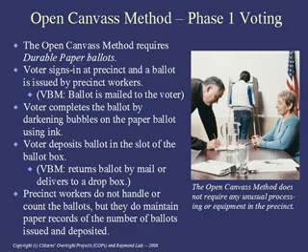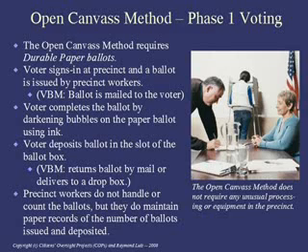So the first step in the process of the open canvas method, as I said, requires durable paper ballots, and this phase 1 is the voting step. It's very typical that the voter signs in at the precinct. A ballot is issued by the precinct workers using their normal process. If it's vote by mail, the ballot is mailed to the voter.